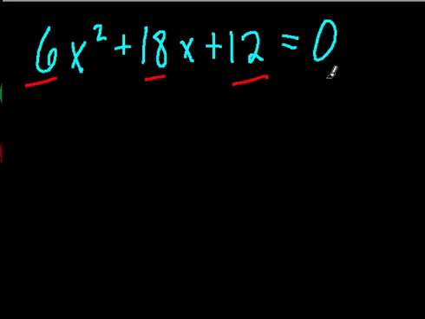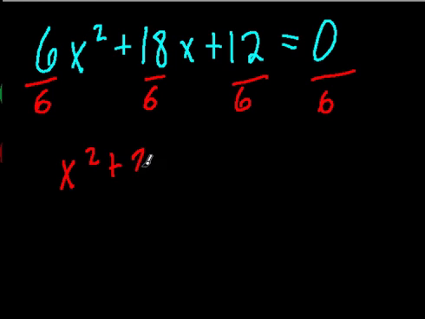So we can make our lives easier by dividing everything by 6. We have to divide both sides by 6 in each part to keep this equation balanced. So 6x squared divided by 6 is just x squared. 18x divided by 6 is 3x. 12 divided by 6 is 2, and 0 divided by anything is still 0. So we've taken this equation and simplified it to this.